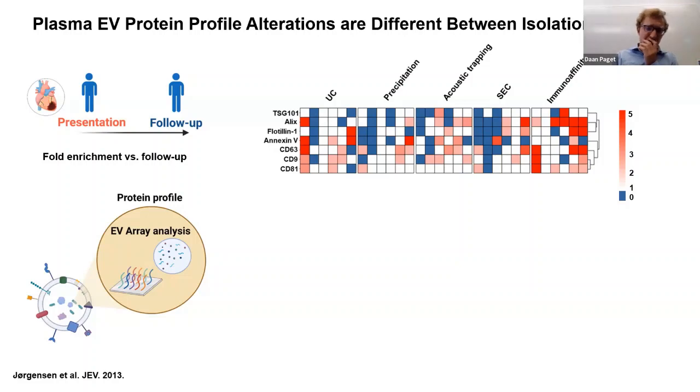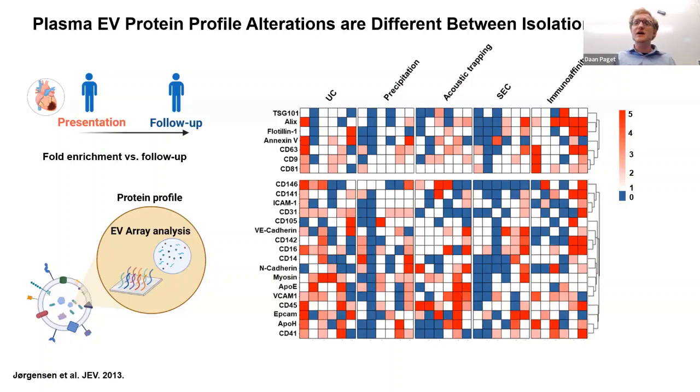Again, if we look at the global profile, there are differences between the different isolation methods, but this becomes even more apparent if we look at cell-associated markers, where we can see big differences between the different groups. This is a bit difficult to look at, so when we zoom in on one particular marker, CD31, which is an endothelial cell marker, we see, for example, that with ultracentrifugation there's an increase at time of presentation versus 1 month follow-up. Whereas if we isolate the EVs using acoustic trapping or SEC, we see a general decrease of CD31 positive extracellular vesicles.